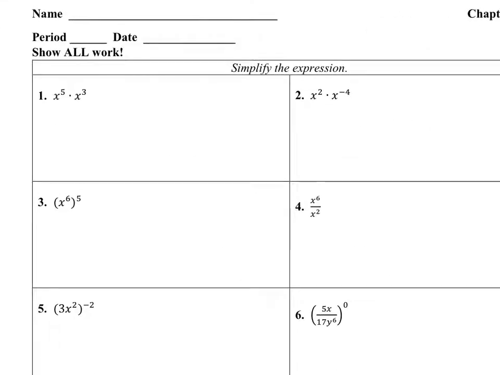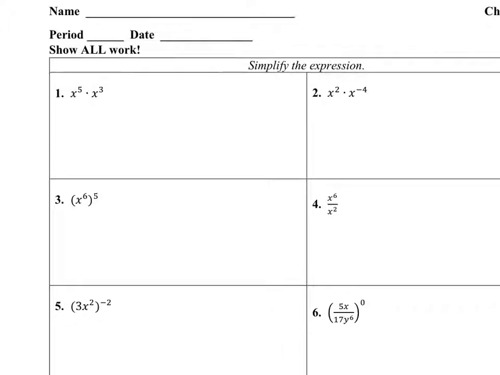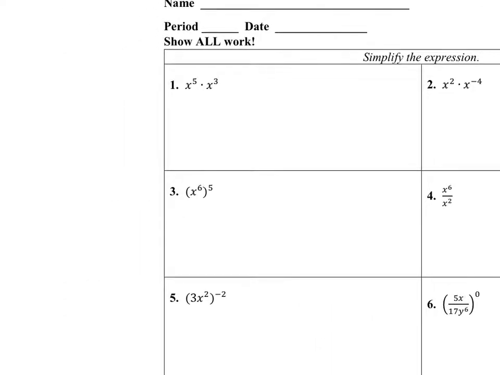We're simplifying these expressions. Remember our rules of exponents. I'm just going to slide to the side. I want you to remember that if we are multiplying exponents with the same bases, then we add the powers. If it's a division, then you subtract your powers.